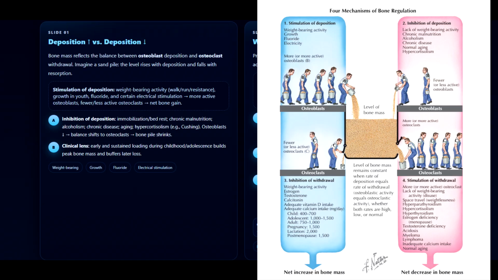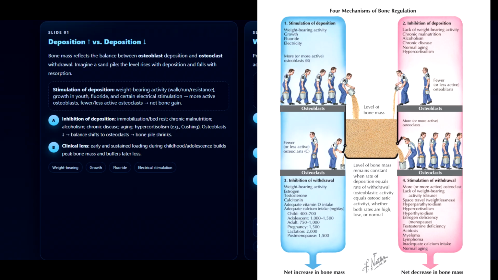On one side, the forces of deposition predominate. On the other, the forces of resorption take over. The balance depends on the activity of osteoblasts, the bone-building cells, and osteoclasts, the bone-resorbing cells. Let us first look at stimulation of deposition, the first mechanism shown on the left.